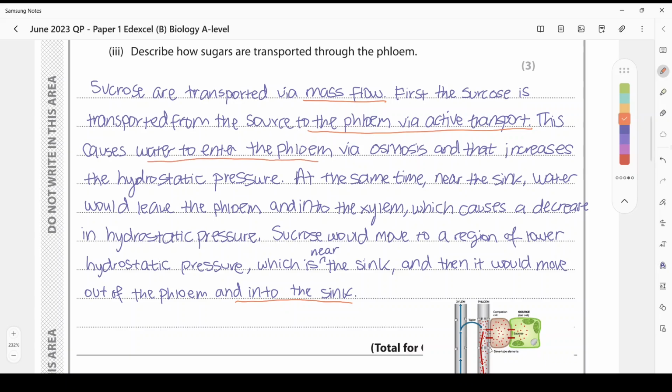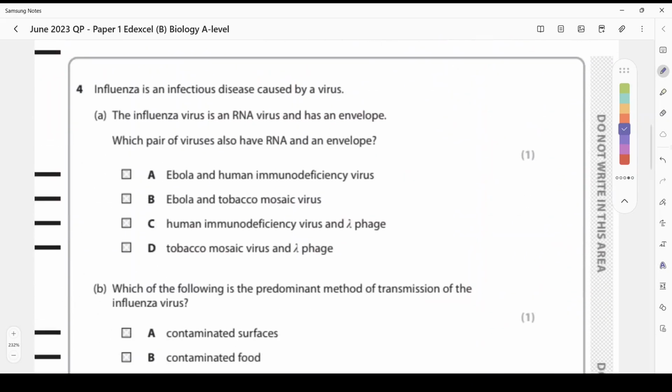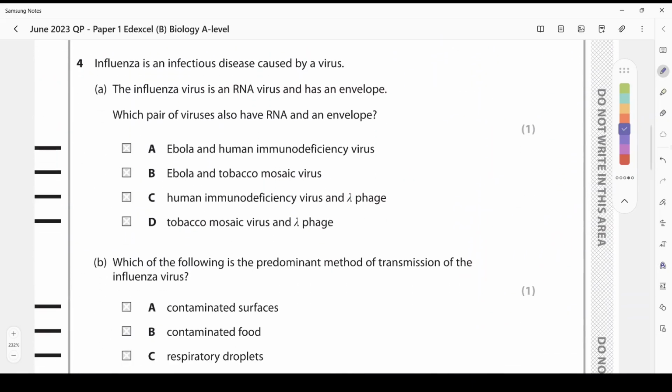Water enters the phloem via osmosis. This happens at the source, which I spoke about in the previous sentence. And then it leaves the phloem near the sink. So that would be the fourth mark. And the fifth mark would be sucrose would move to a region of lower hydrostatic pressure. All right, question 3 is done. Let's move on to question 4.